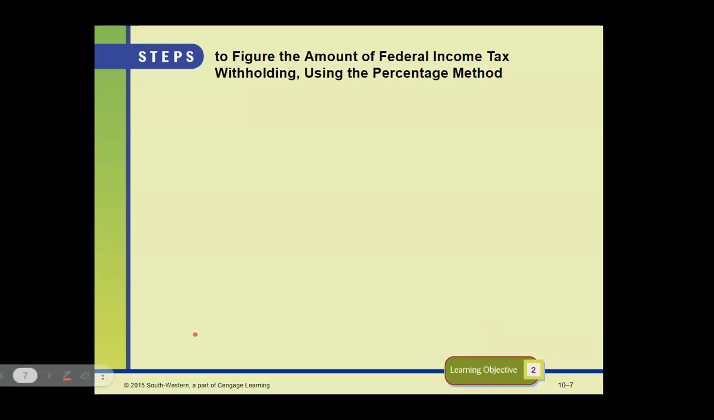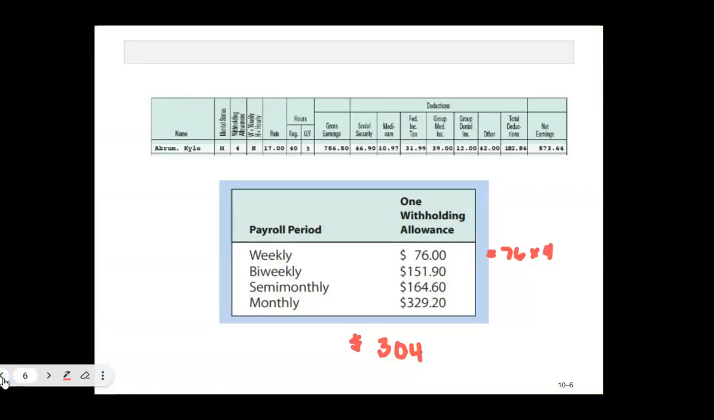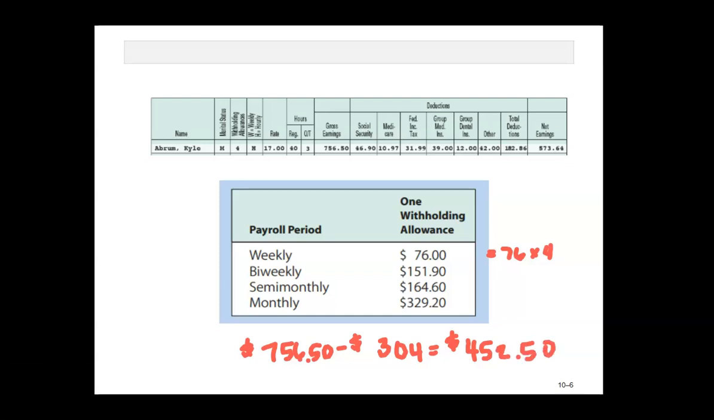Now to calculate the amount subject to withholding, I need to subtract that from his gross earnings of $756.50. That's going to give me an amount of $452.50. So this number here is the amount subject to withholding. Obviously this $452.50 isn't our federal income tax, and there is a process that we have to follow to calculate that.